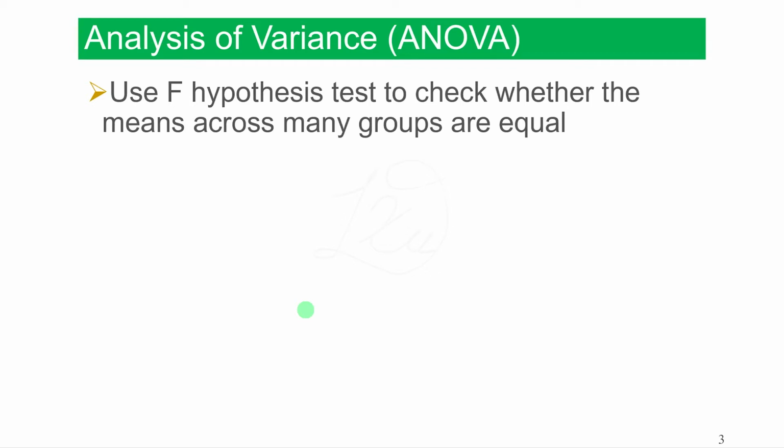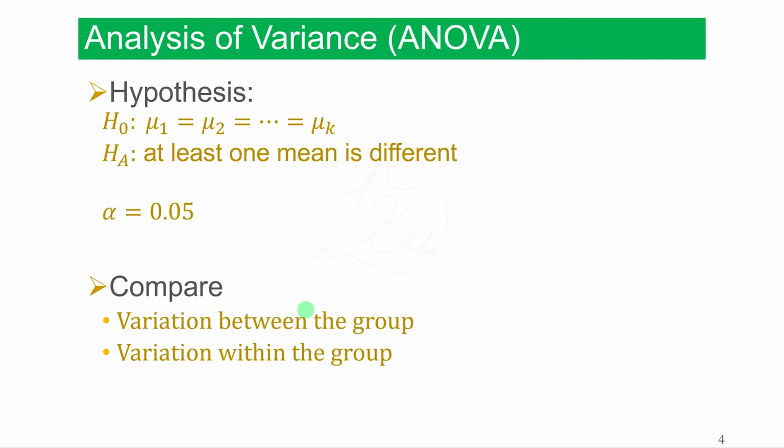It uses the F hypothesis test to check whether the means across many groups are equal. The hypothesis can be formed as this. The null hypothesis is that all means for the groups are equal, and the alternative hypothesis is that at least one mean is different. We will use a significance level of 0.05.